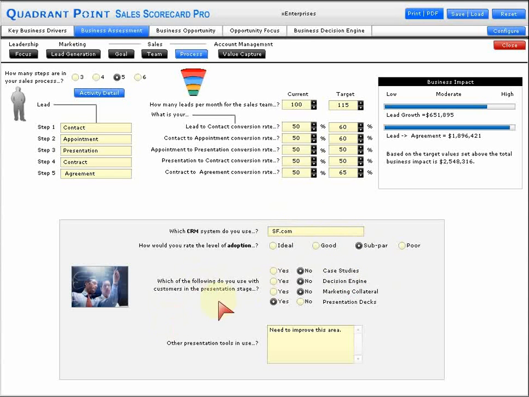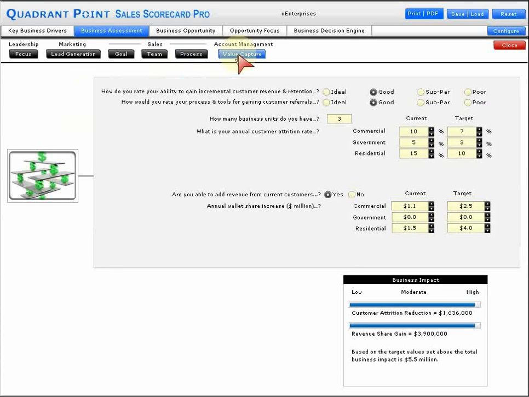And then in the critical presentation phase of any sales process, what's being used? Case studies, decision engine like this, marketing collateral, presentation decks. In this case, they need to improve this area in this example. They're just using presentation decks. How compelling might it be if they had an interactive decision engine to drive that discussion with the target prospect or client? So again, you can see very quickly moving through to the final area, account management, value capture.